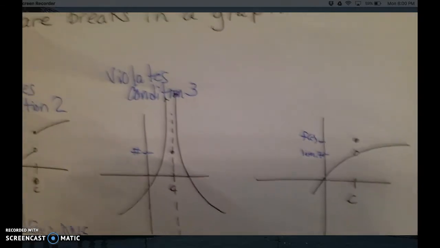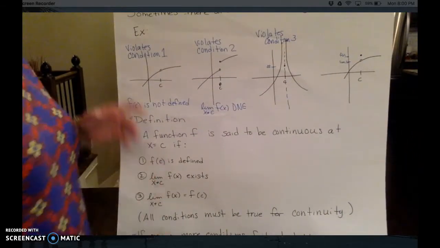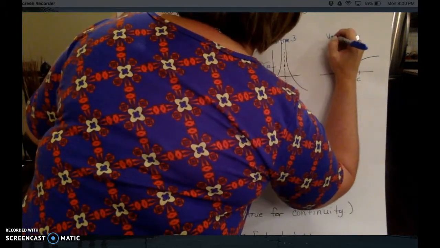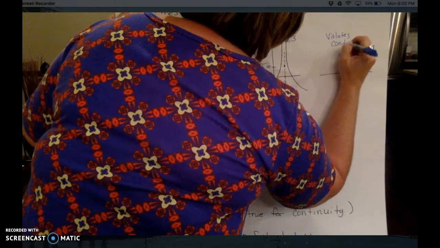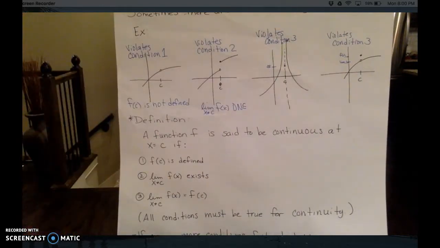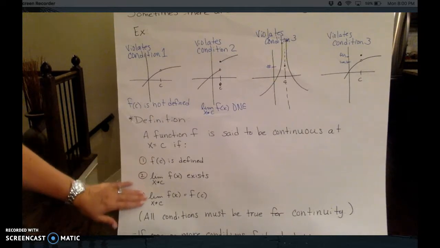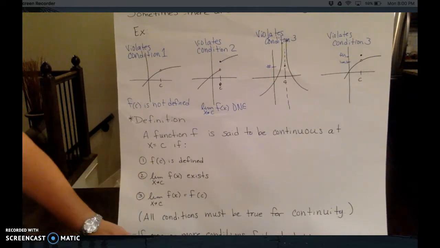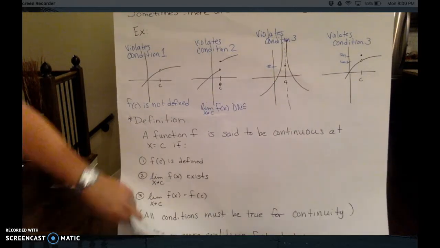So the limit is one value, f of c is a different value. Therefore, this violates condition 3 as well. So as you can see, all of these things have to be true in order for continuity to happen on a function. Okay, now I think we're ready to turn the page.